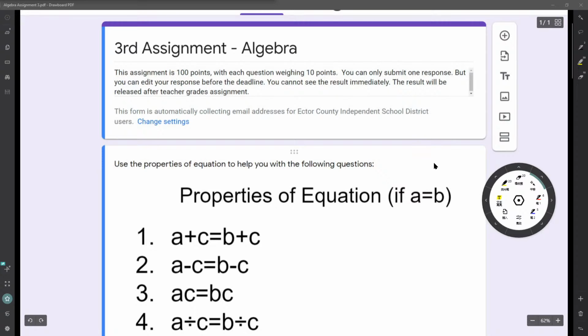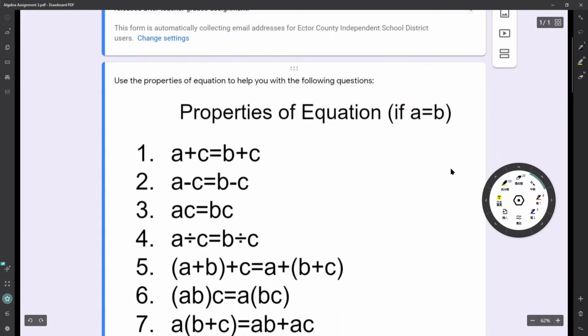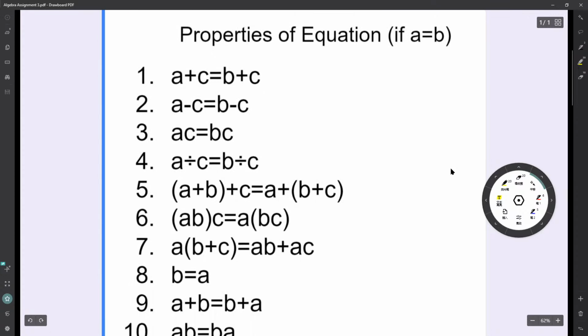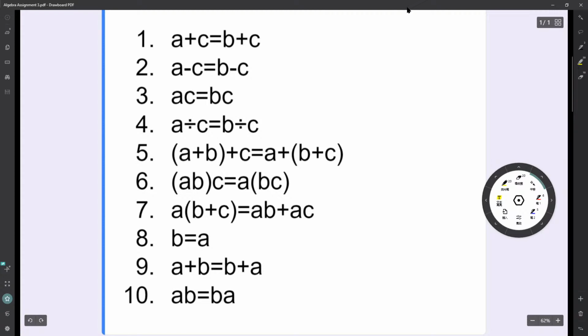Okay, let me help you with these questions about solving equations. This is the third assignment. We have been learning about equations and the properties of equations. You can imagine an equation as a balance. Each side, A and B, when they are balanced, they are equal. There are certain properties, meaning that if we make some changes, the equation will still remain equal. It will still be an equation. These are the 10 properties we talked about, and let's see how we can use them to help us with questions.